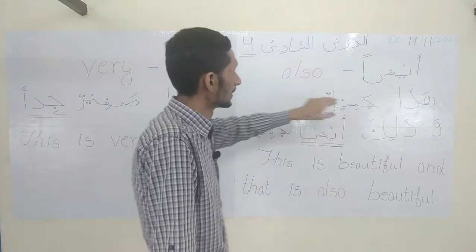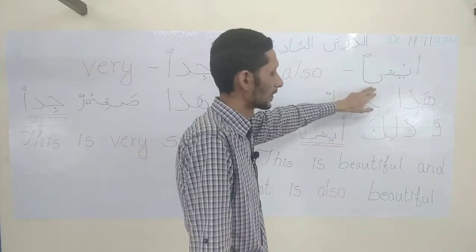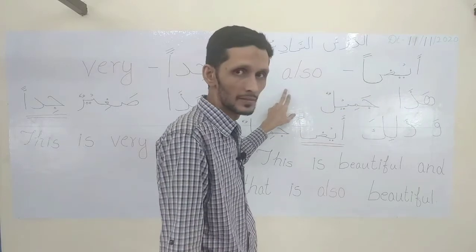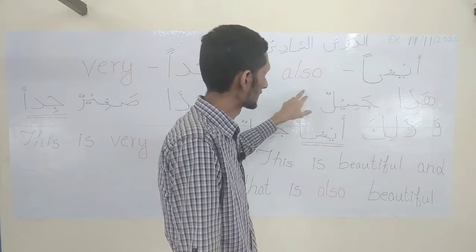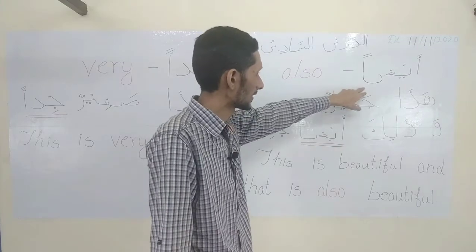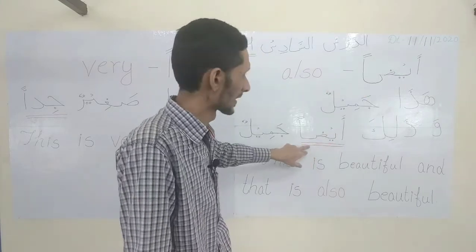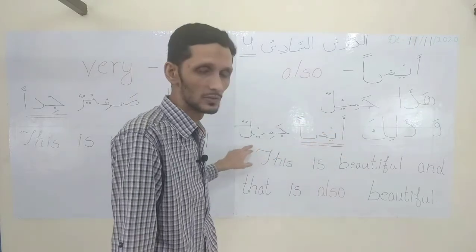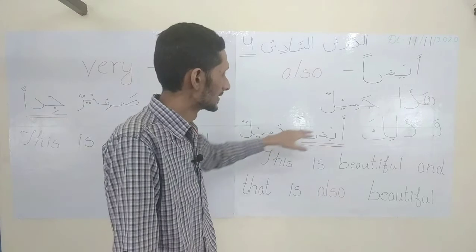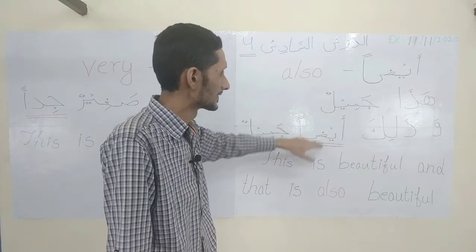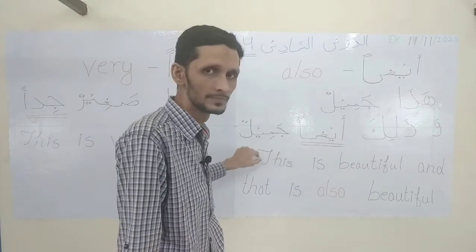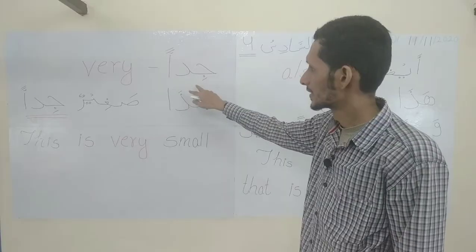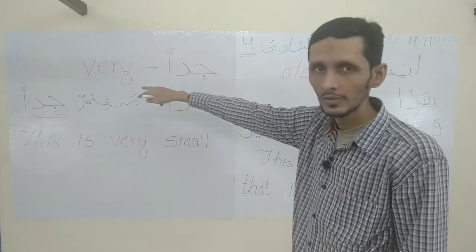Hence, let us see the meanings of these words. أيضا means also. Let's understand its meaning by using أيضا in a sentence. هذا جميل وذلك أيضا جميل. This is beautiful and that is also beautiful. أيضا means also.